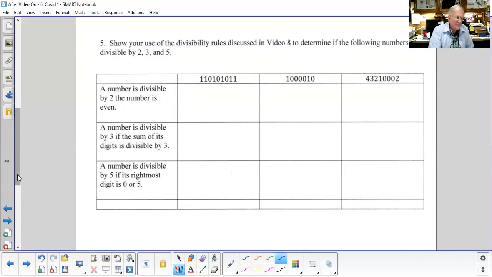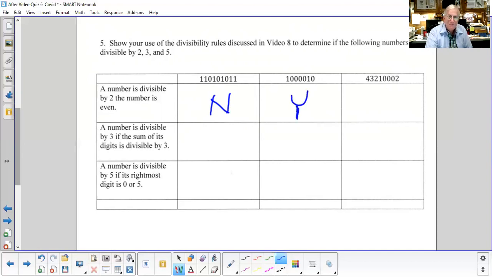Look at that first number. It ends in a 1, right? Since that first number ends in a 1, it isn't even, right? So is it divisible by 2? Absolutely not. So we'll put no, N. Look at the second column, the number at the top. Is that number divisible by 2? Well, it ends in a 0, and a number that ends in 0 is even. So yes, it is divisible by 2.